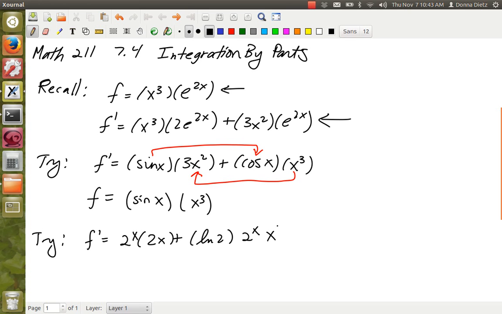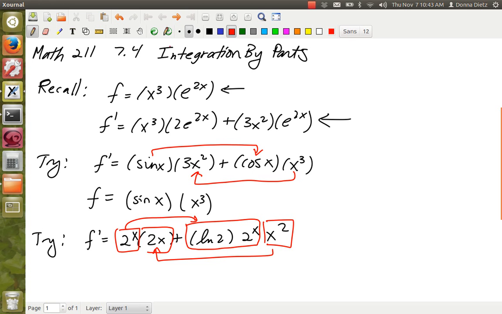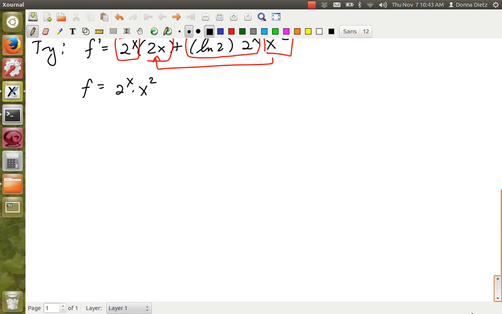So let's say I give you this problem, then what you should see is, well, derivative of x squared is 2x, and derivative of 2x is over here. Okay, so then f is just going to be x squared times 2 to the x. No big deal. Okay, so now we're just going to formalize this.